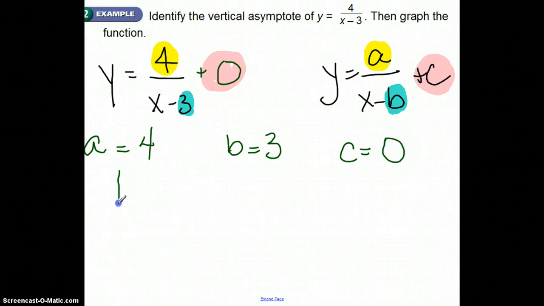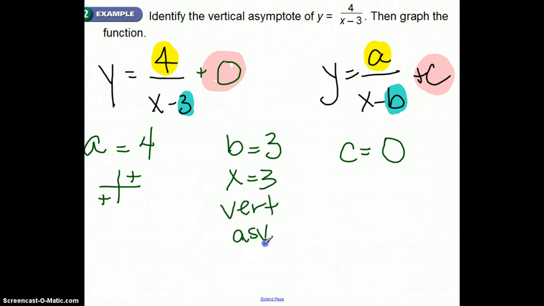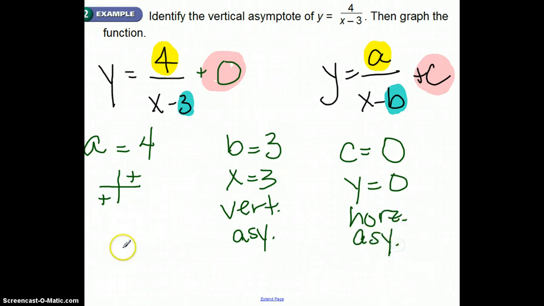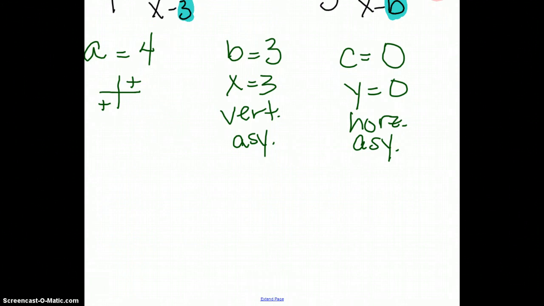So first of all, if A is 4, that's positive. Means my graph is going to be in those 2 quadrants. If my B value is 3, that means x equals 3 is going to be my vertical asymptote. If C equals 0, that means y equals 0 is a horizontal asymptote. Now, if I were going to graph this, the first thing that I would do is make my x and y axis. And please label them. You're going to have other vertical and horizontal lines going on. You don't want to screw that up.